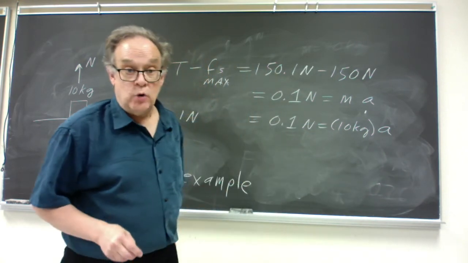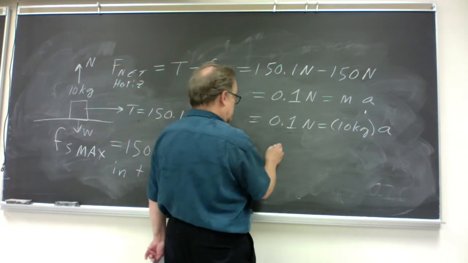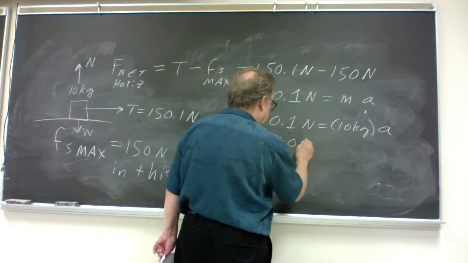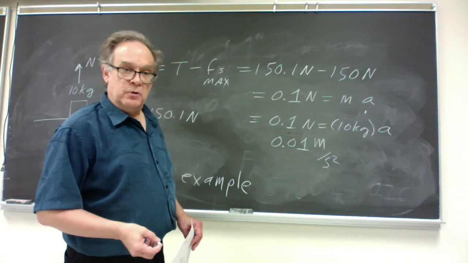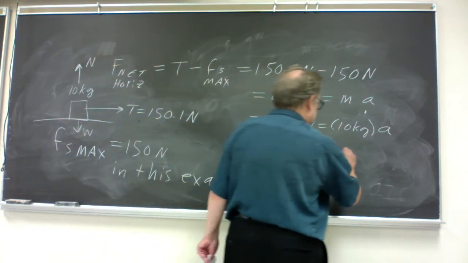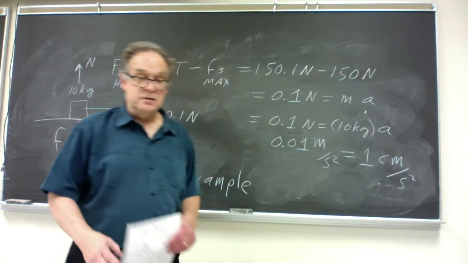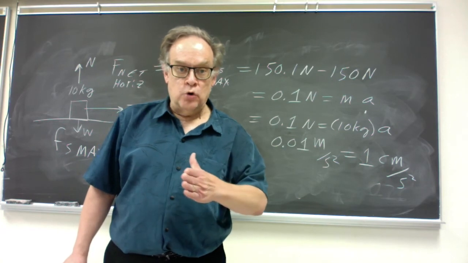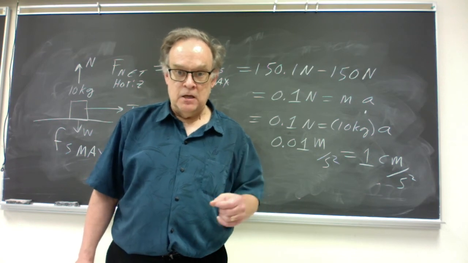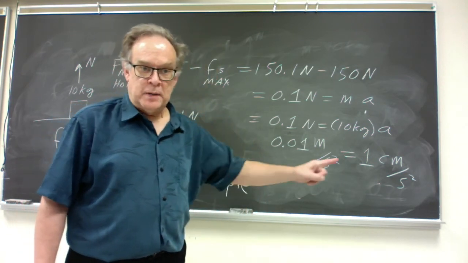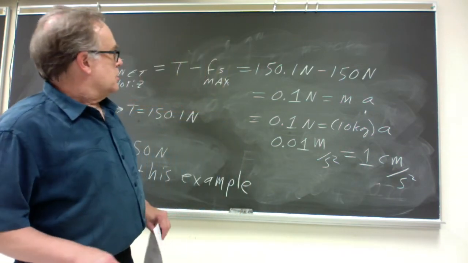So divide both sides of that equation by 10 kilograms to get the acceleration, and you will get this divided by 10, which is 0.01 meters per second squared, or if you want a number that doesn't feel quite as small, that's the same as 1 centimeter per second squared. The crate is gaining 1 centimeter per second of speed in every second. 1 centimeter per second of positive velocity is added on in every second. So that's an example.